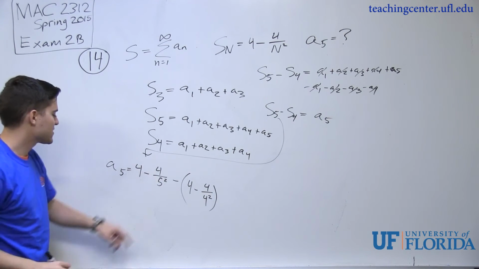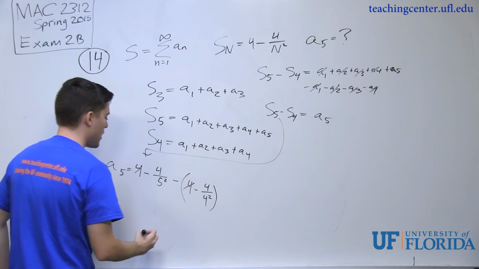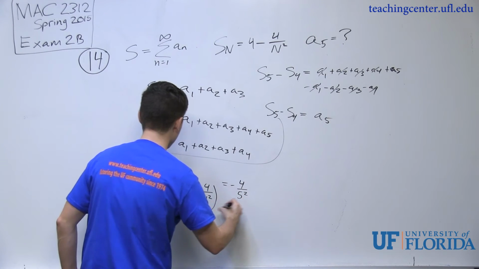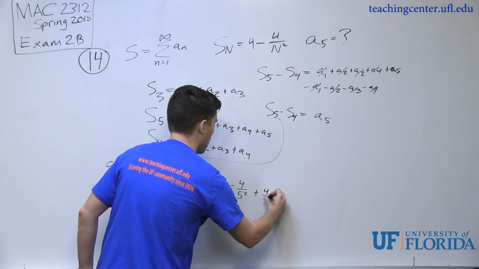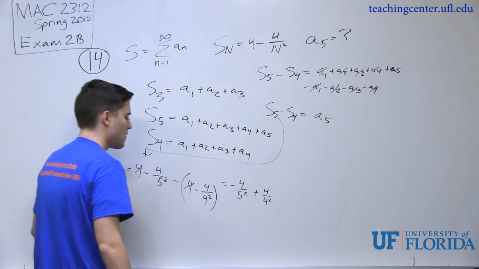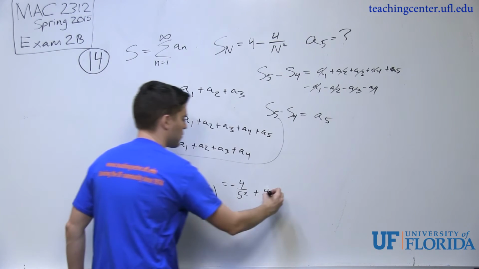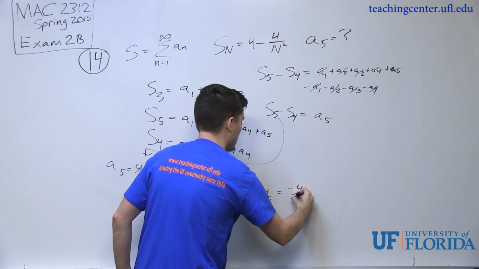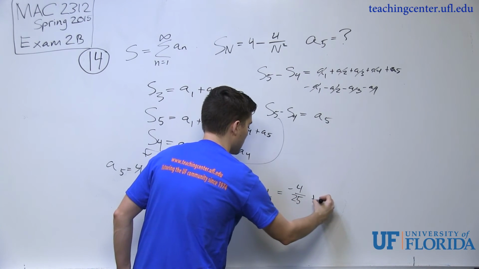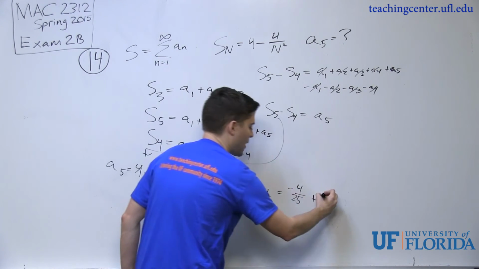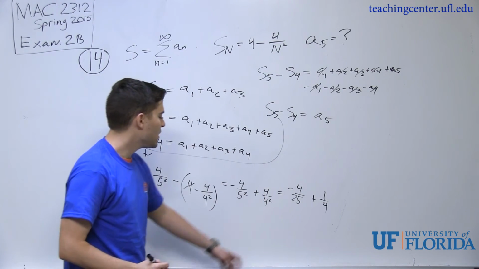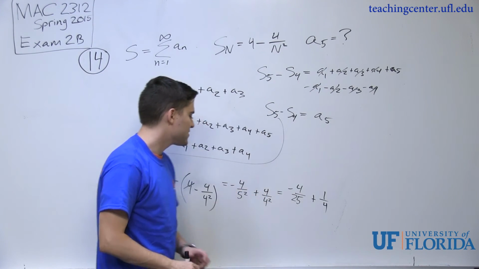So by doing this calculation, these 4's cancel out, and it looks like we're just left with negative 4 over 5 squared plus 4 over 4 squared. So if we go ahead and simplify that a little bit more, we end up with negative 4 over 25 plus 4 over 4. You can cancel one of them out, and you can get 1 over 4. So all you need to do is figure out how to add these together.